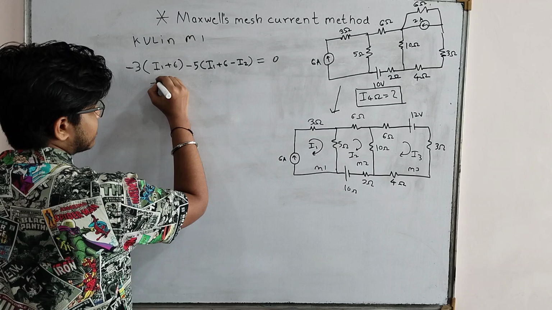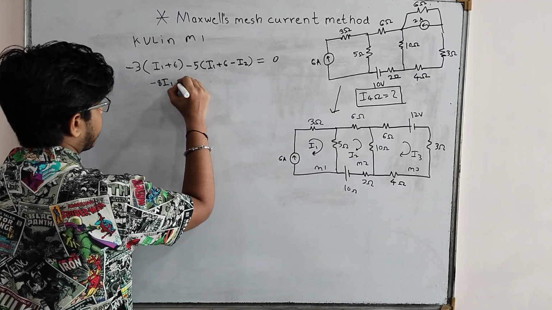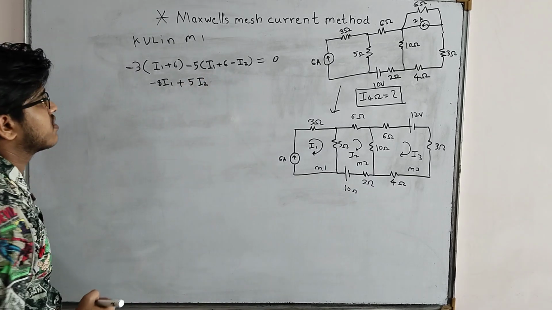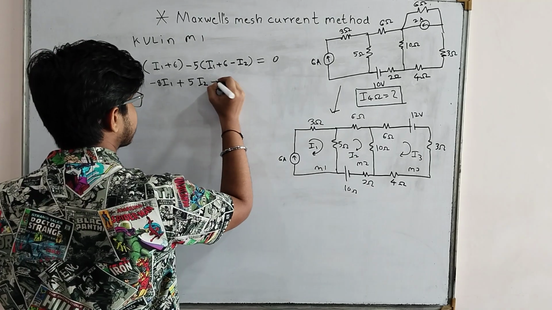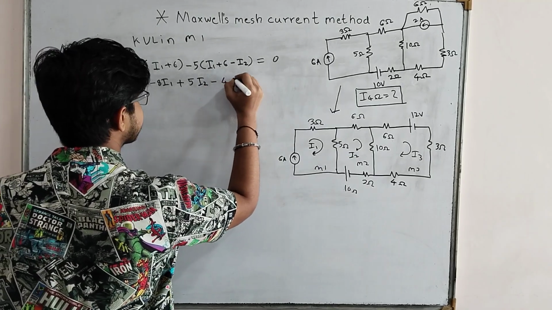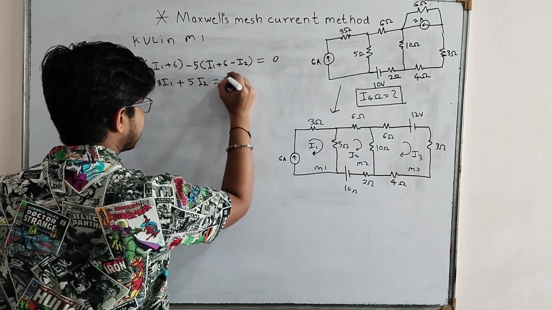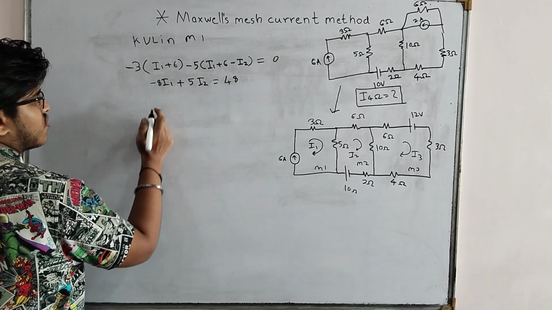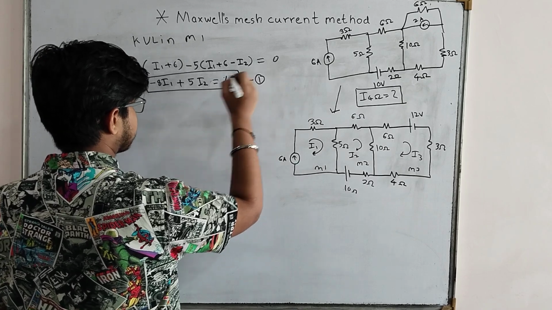It will be minus 5 plus 3, 8 I1 plus 5 times I2, and further it will be 6 3s are 18, minus 18 minus 30. It will turn out to be minus 48 is equal to 0. We will better write it on that side for our calculation purpose. Okay, so let us assume this as our equation 1. This is my equation number 1.